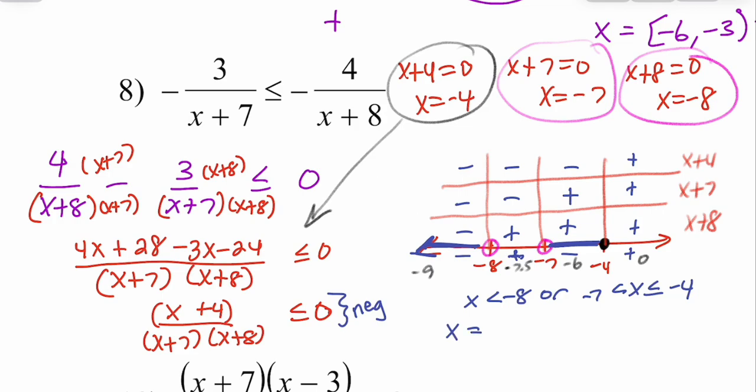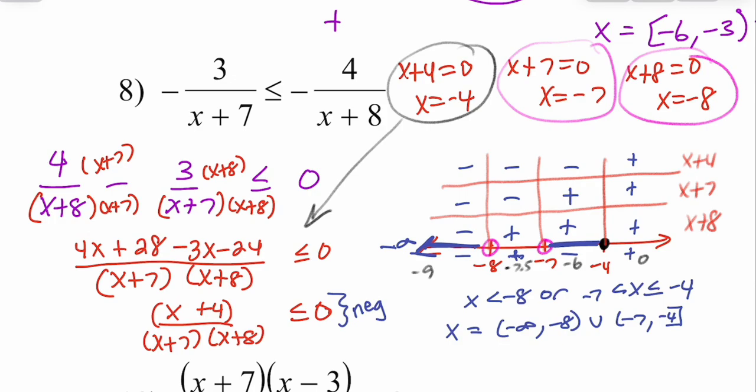So we get, starting at -infinity, we stop at -8, put a parenthesis there for that open circle. And then we go from -7 to -4, put a bracket on that one. Okay, so that should give you a really good idea of how these problems work.